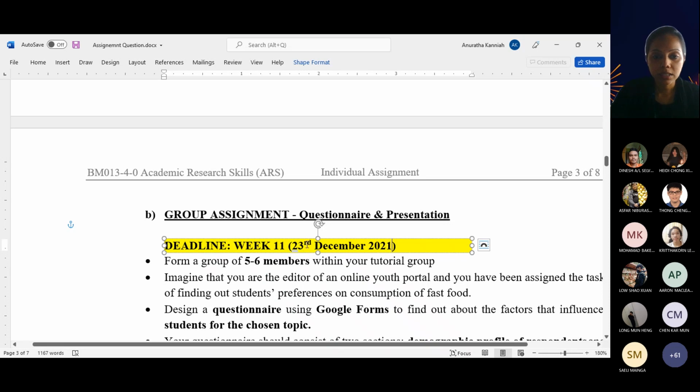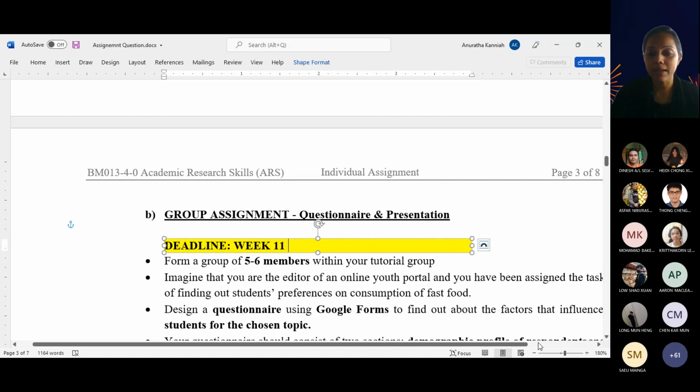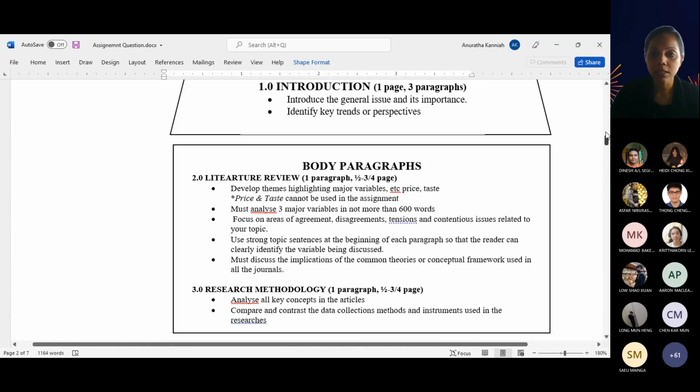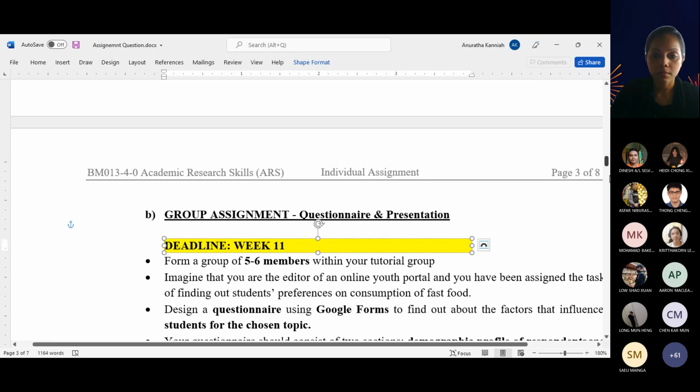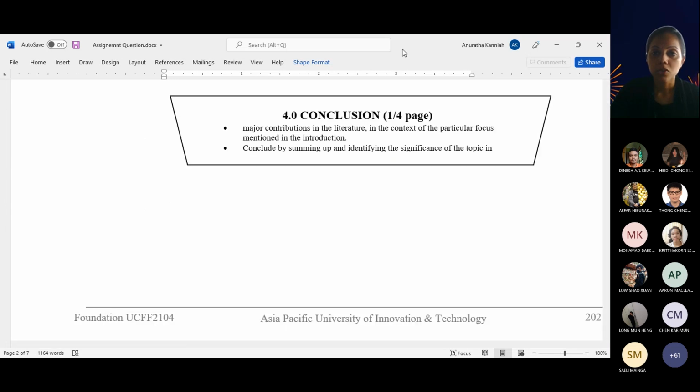Sorry, this is group assignment, and group assignment is not 23rd of December. There's a mistake. You have to submit on week 11. Before I get into group assignment, let me look at individual first. Hold on, I need to check the dates for group. Any questions for individual assignment?